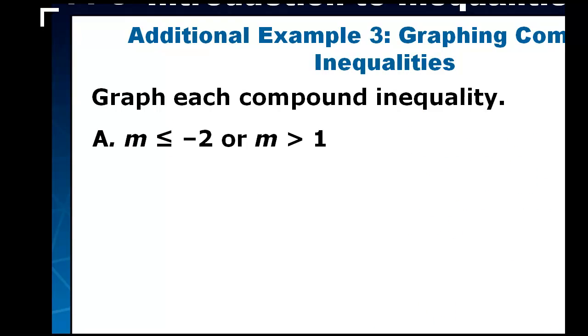I have a compound inequality. Let's draw a compound inequality. It's just a little harder, so let's see how to do it. If I have m, it's a variable. I don't know what this variable is. So I have m smaller than or equal to -2, or m bigger than 1. First, I will graph m smaller than or equal to -2. I will graph this first.